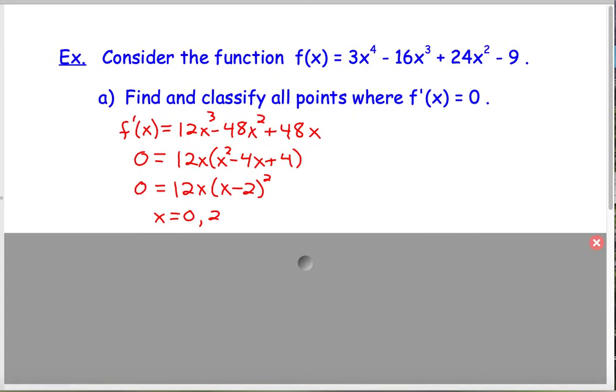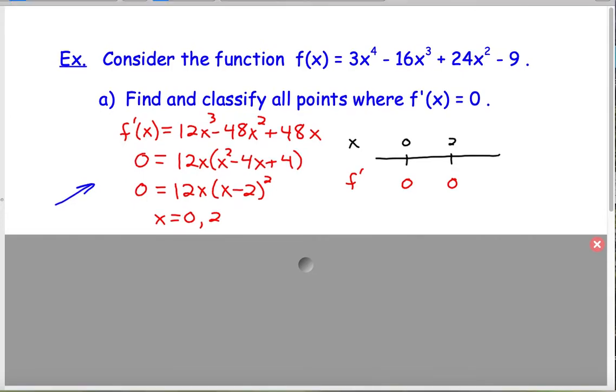Let's make a sign chart for this. x equals 0, x equals 2, and we're looking at f prime. It's 0 at those two spots. Okay, we're going to pick a number less than 0, like -1, plug it in here. This quantity, since we're squaring it, is always positive. So basically plugging in -1 there, a negative times a positive is a negative. If I plug in 1, I'm going to get positive. If I plug in 3, I'm going to get positive.